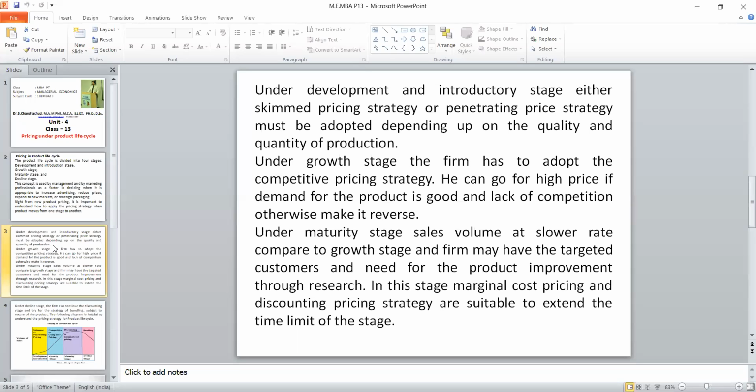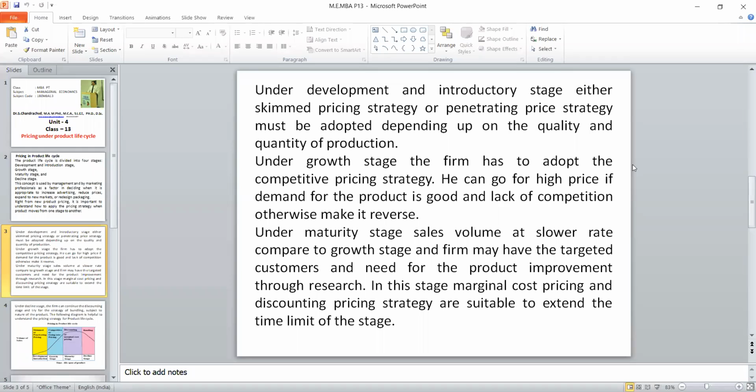So as far as the product life cycle is concerned, in the first stage, either we have to use the skimmed price or penetrating price strategy. Now let us move to the second stage. In this particular stage, the product will have its own momentum in the market. Here the price will be decided not by the cost of production or other internal factors.